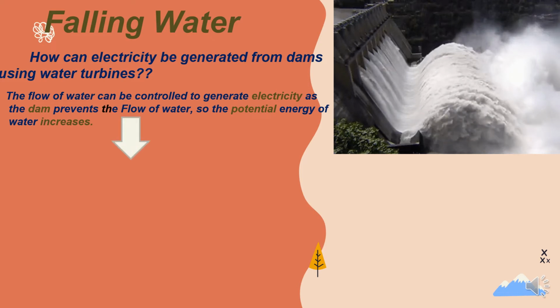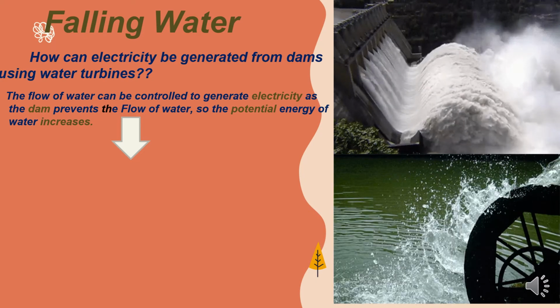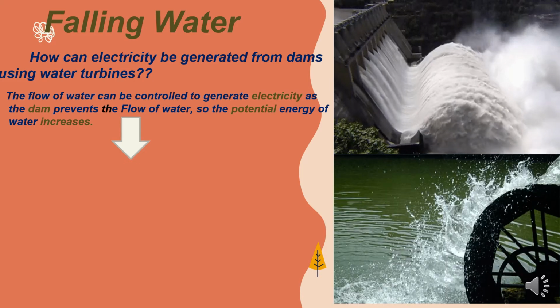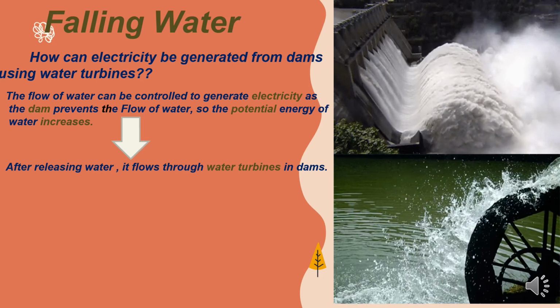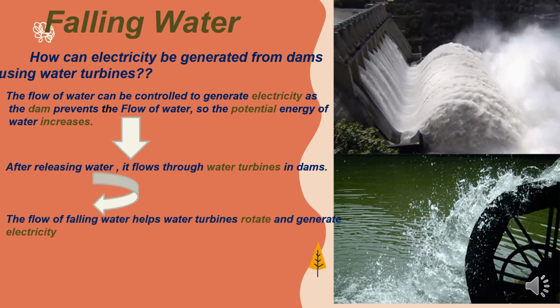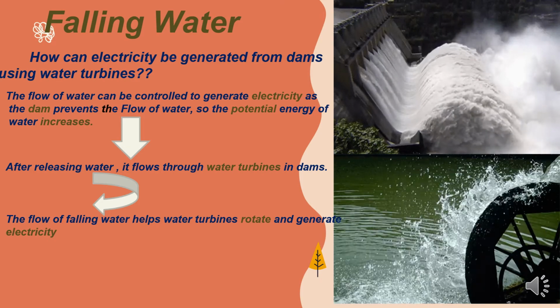Once the water flows, it can be controlled by the dam, which prevents the flow of water, so the potential energy of the water increases. Then after releasing the water, it flows inside the water turbines in the dams. And then the flow of falling water helps the water turbines to rotate and to generate electricity. And at the end, this electricity is sent through long electric wires to the places where it's needed. And this type of energy is called hydroelectric energy, or hydroelectricity.